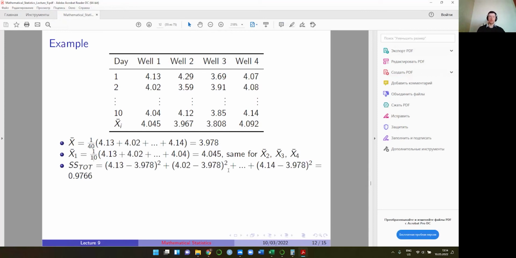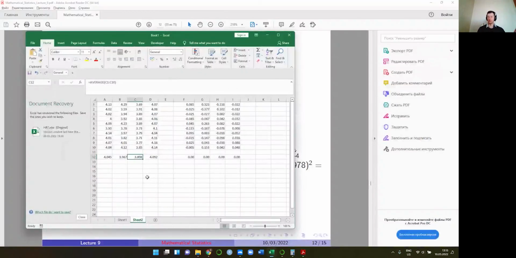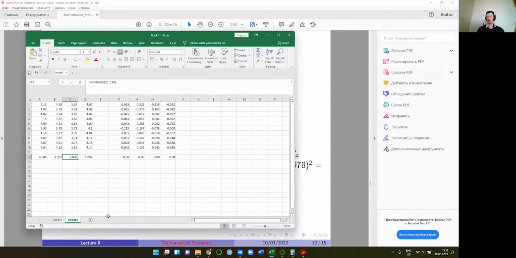So the next step, how do we calculate this SS total? Well, we take the whole table, all 40 observations, and we subtract from every number the overall sample average, this 3978. From all 40 numbers, square these differences and sum over them. And we have this number. Probably you will comprehend this better if I show you this with the help of Excel, because in Python everything is hidden, all these calculations, so in Excel you see manually what's going on. So let me take this data once again.